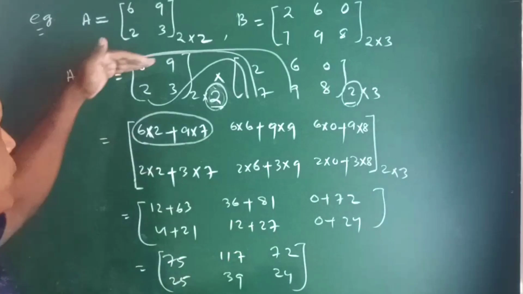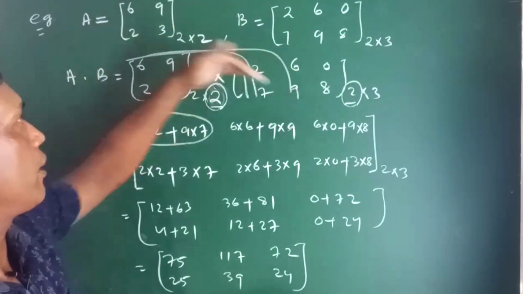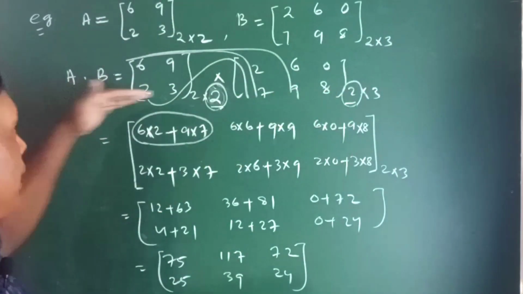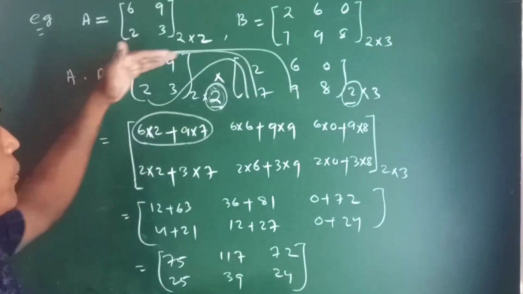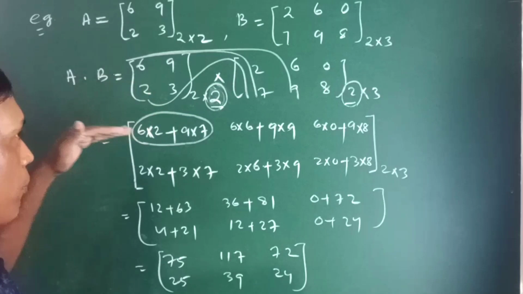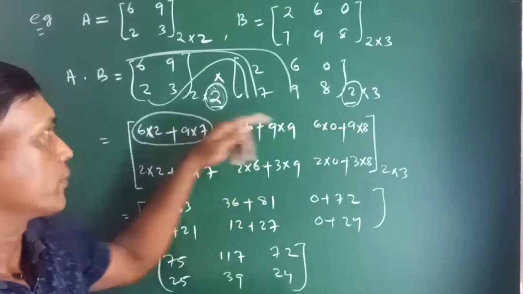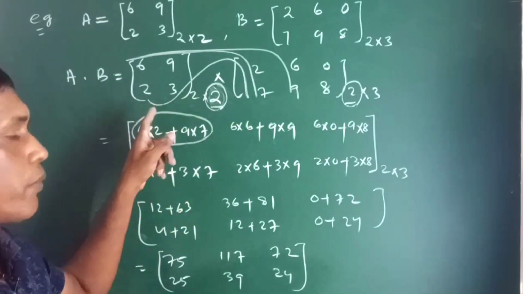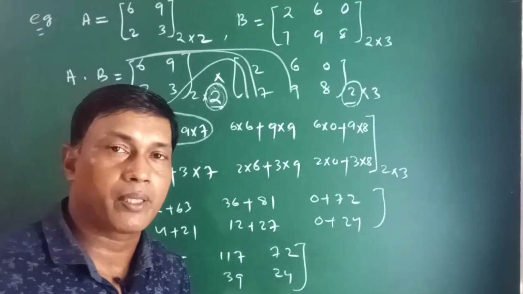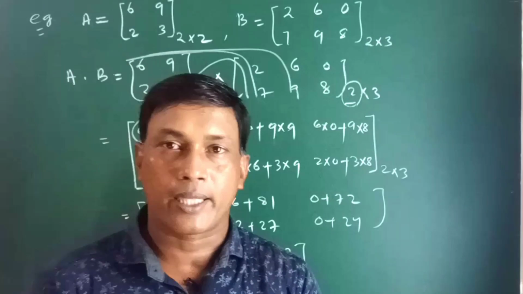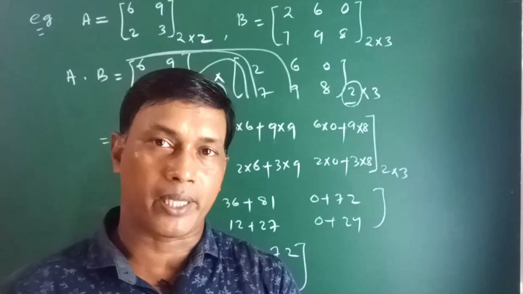That means first row first column, first row second column, first row third column, second row first column, second row second column, second row third column. When the first row is multiplied, you have to write all elements in the first row. When the second row is multiplied, you have to write all elements in the second row, then simplify to get the answer. But remember one thing, what is the condition for product of two matrices?